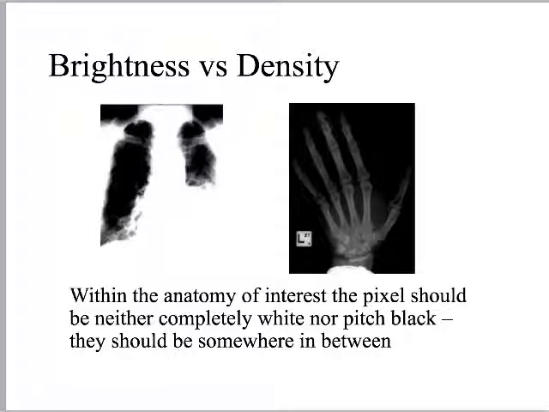So we don't generally talk about darkness of an X-ray image, but that's what density means. It means how dark is the image. We don't talk about how light an image is, we talk about its brightness. So brightness, if an image is bright, like this image on the left, does that represent over-penetration or under-penetration?